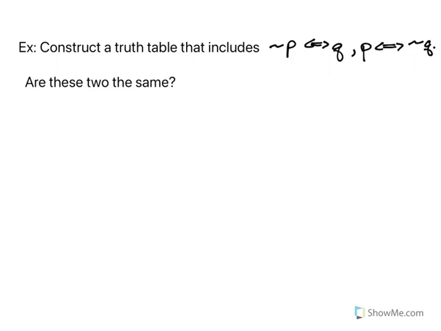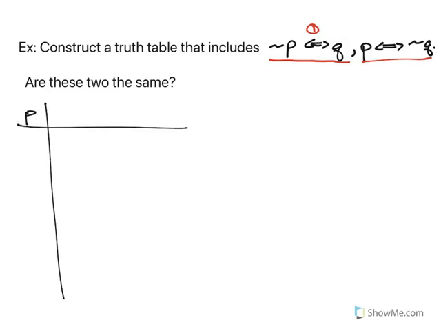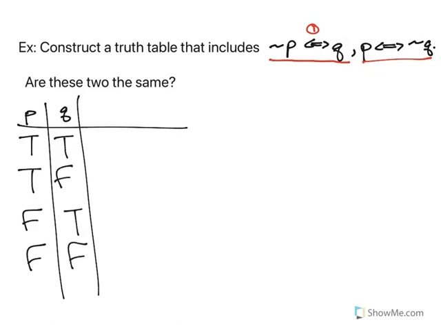Let's construct a truth table that includes the statement not P if and only if Q, and P if and only if not Q. So two separate biconditionals, and then the question: are these two the same? Okay, so let's say this is one, and let's focus on this one first. Because we have just P and Q, we only need 4 lines in our truth table. So we'll start with true, true, false, false in our first column, and then in our second column, we'll go true, false, true, false, to give us 4 distinct sets of 2.